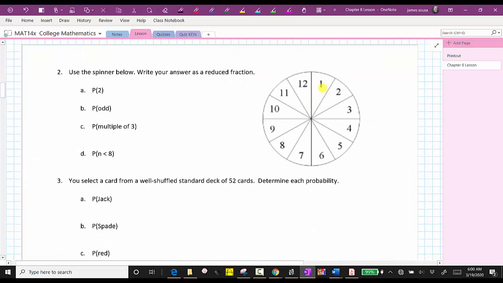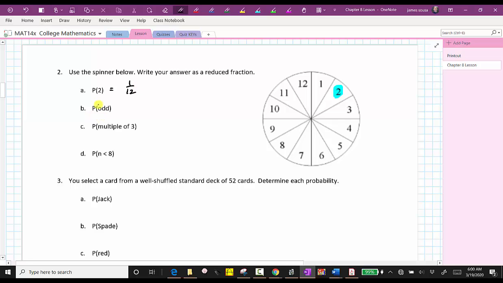For number 2, we're told to use the spinner on the right and write each probability as a reduced fraction. Notice how there are a total of 12 numbers on the spinner, which means there are 12 possible outcomes. So for part A, we want the probability of rolling a 2. And since there's only one 2 on the spinner, there's one chance out of 12 to get a 2, and therefore the probability of rolling a 2 is 1/12.